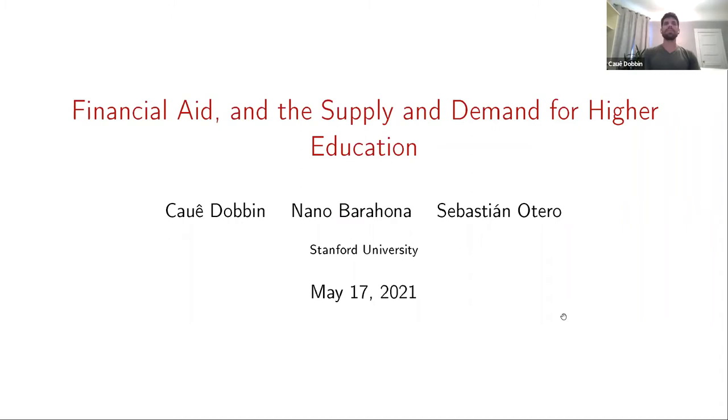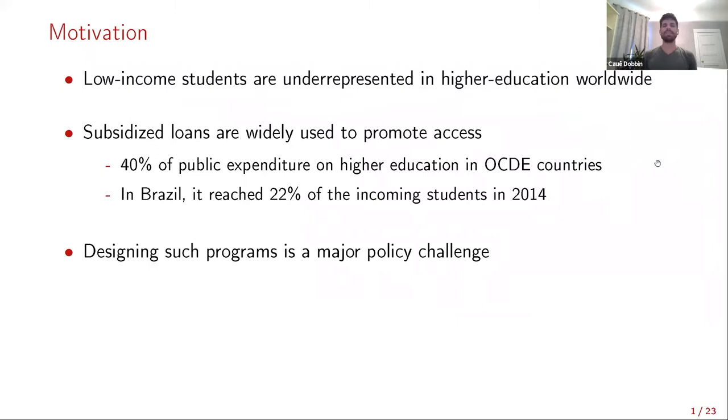Like David was saying, this is a project about financial aid and the supply and demand for higher education, and it's a joint work with Nano and Seba, who are two colleagues also in the PhD program in the economics department. And the motivation for this project is that low-income students are underrepresented in higher education in most countries across the world, probably actually in all the countries around the world.